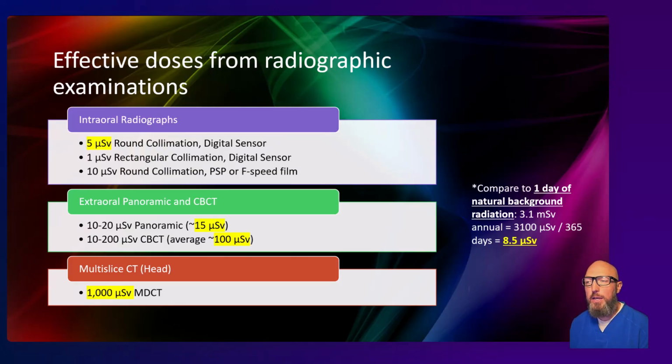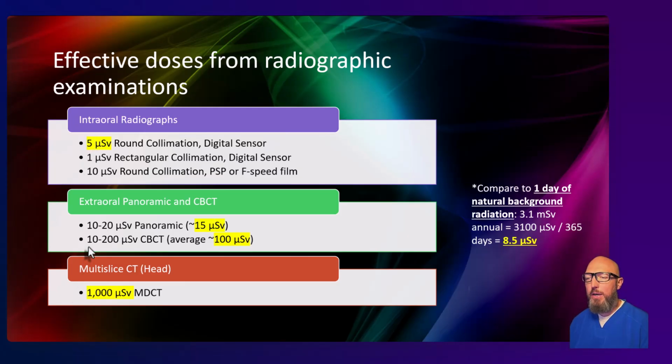5 microsieverts is our typical intraoral radiographic dose to the patient, and that's assuming round collimation, which is largely used in the US. You can see we could reduce dose by about 80% if we did go to rectangular collimation. I think most dentists don't realize how much that would actually reduce dose. But on average in the US, we're using these numbers. And so 5 microsieverts, that means for an FMX, 18 to 20 times that. So about 100 microsieverts for an FMX in the US.